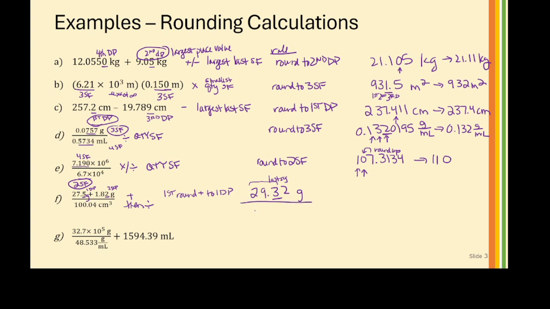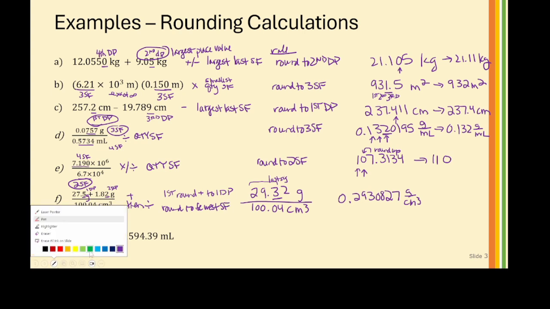And then I divide it by 100.04 centimeters cubed, and I get 0.2930827. This would be grams per cubic centimeter. Now in this case, my second rule is then round to fewest significant figures.